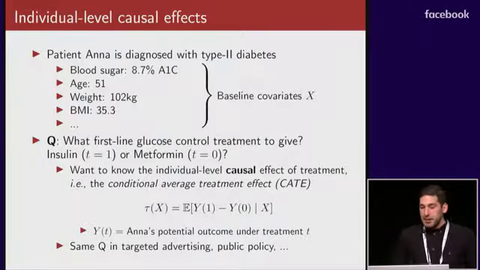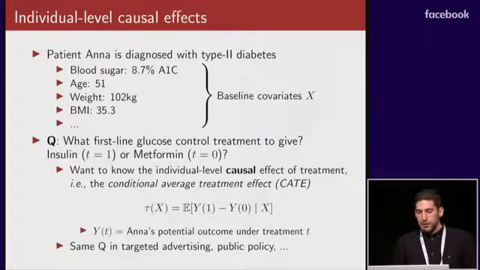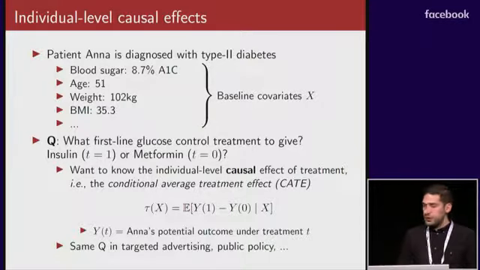Should it be, say, insulin encoded by t equals 1, or should it be metformin encoded by t equals 0? Specifically, we're interested in what is the causal effect of giving one treatment versus the other, given all that we know. Therefore, we're interested in the conditional average treatment effect, or CATE, which is this function tau, which is equal to the conditional average of the difference between the outcome under one treatment and the outcome under the other, given all the covariates that we have.